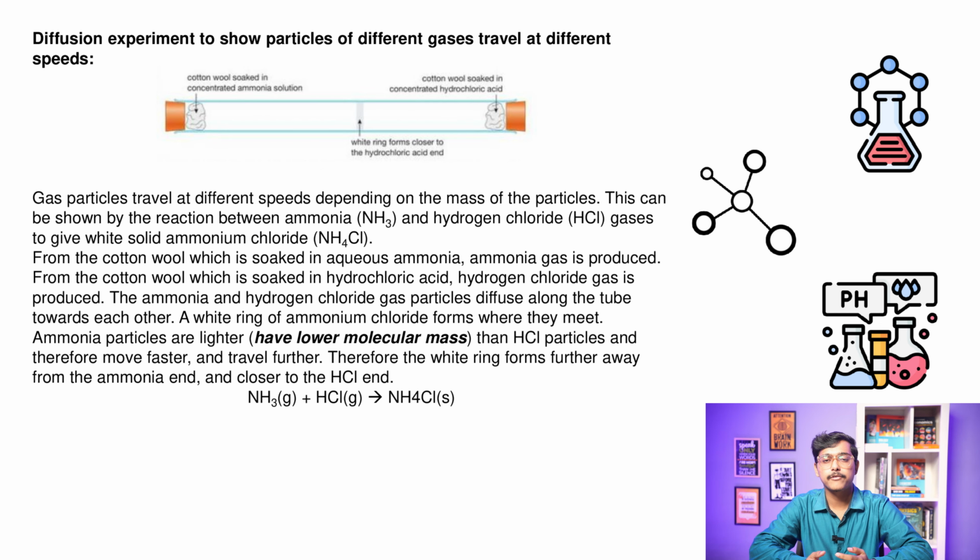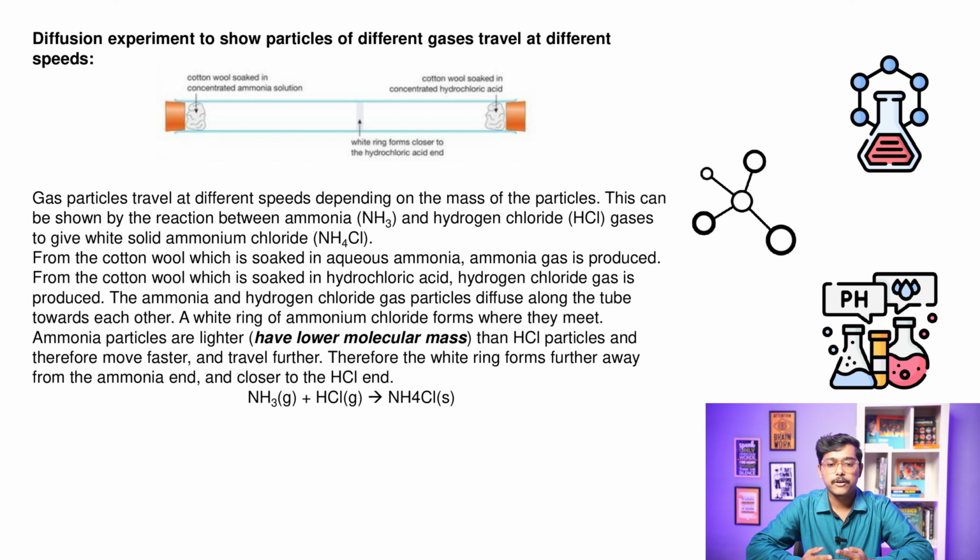Gas particles travel at different speeds depending on the mass of the particles. Therefore, let us take a look at a diffusion experiment that shows how particles of different gases travel at different speeds. The diagram shows the experiment. This can be shown by the reaction between ammonia and hydrogen chloride gases, which react to form a white solid called ammonium chloride. From the cotton wool which is soaked in aqueous ammonia, ammonia gas is produced, while from the cotton wool which is soaked in hydrochloric acid, hydrogen chloride gas is produced.